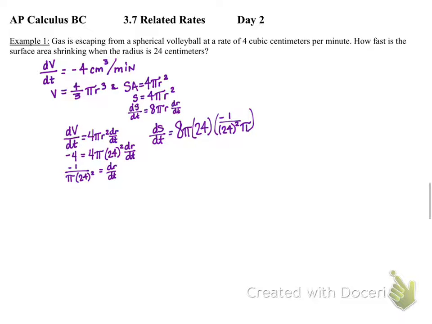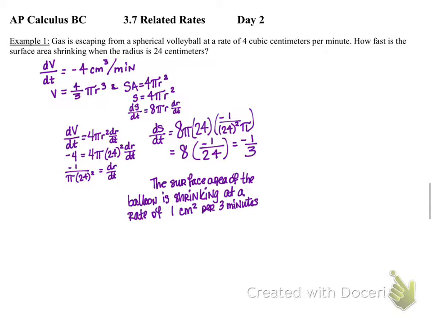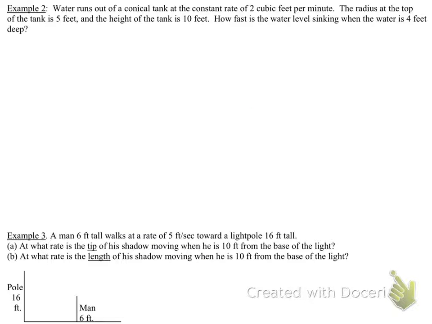And look at that. Our 24s cancel, our pi's cancel, and we have 8 times -1 over 24, which simplifies to -1/3. And you see here that the surface area of the balloon is shrinking at a rate of 1 square centimeter per 3 minutes. Okay, people don't like these, but I find them fairly straightforward.